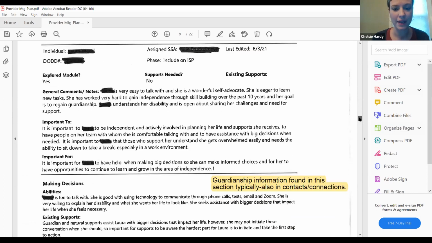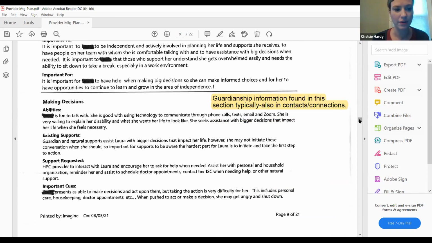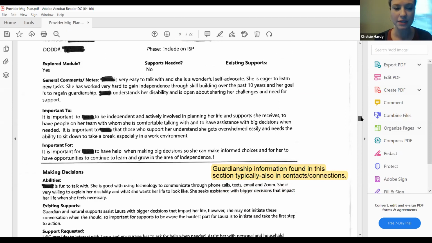A couple important things when you are looking through plans. I know there's a lot of information, but there are a couple of big things that should definitely be in there, and even when I'm reviewing plans, these are things I look at: guardianship information, power of attorney, those types of important things. They should typically be found somewhere in the communication and learning section. Sometimes those things can also be, of course, in the contacts or connections section as well. But those are important things to note.